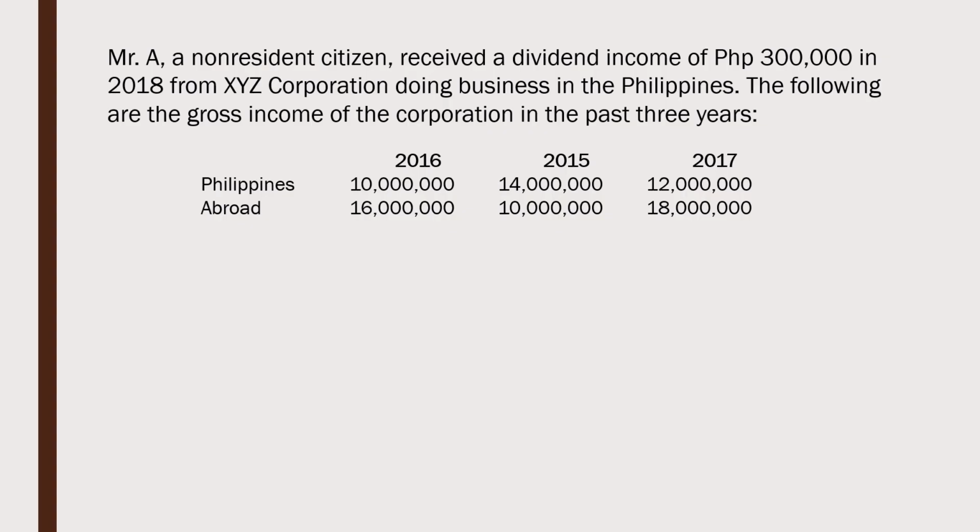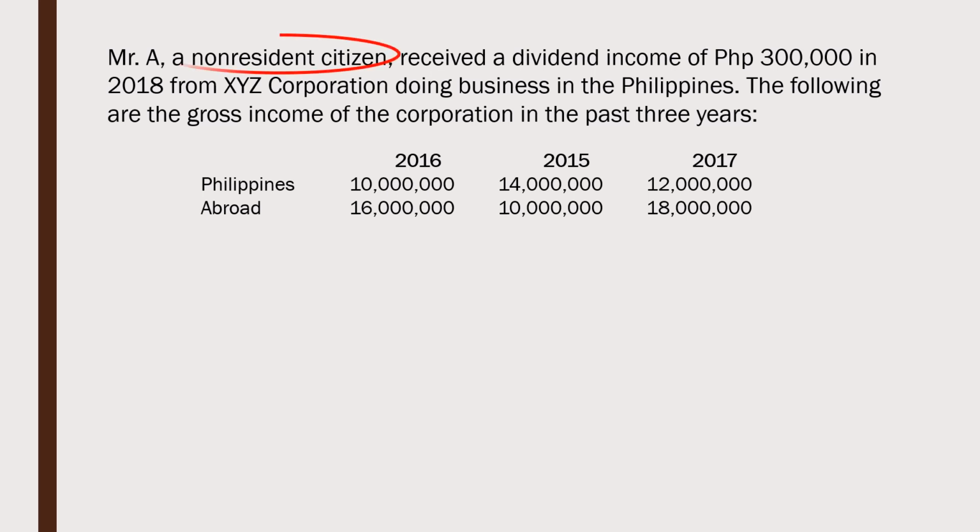For the first problem, Mr. A, a non-resident citizen, received a dividend income of 300,000 pesos in 2018 from XYZ Corporation doing business in the Philippines. The following are the gross income of the corporation in the past 3 years. This is just like the example I gave you in our discussion for income tax.